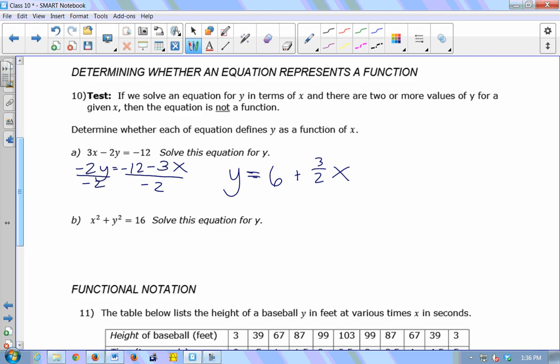All right, what do I get for y if I plug a 0 in for x? What do I get if I plug 1 in?